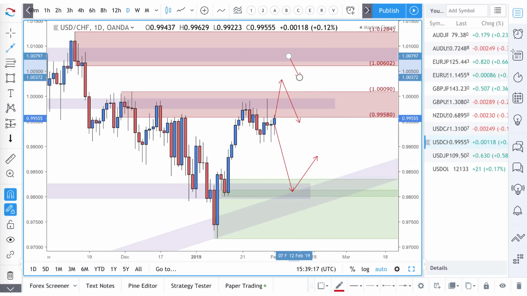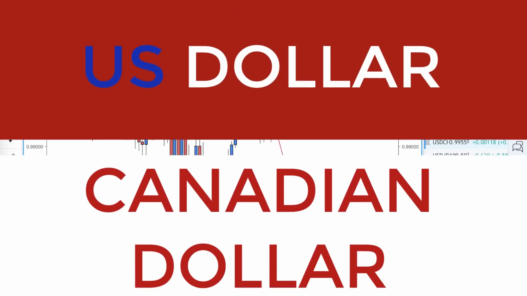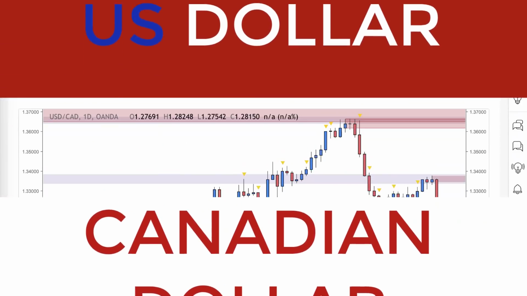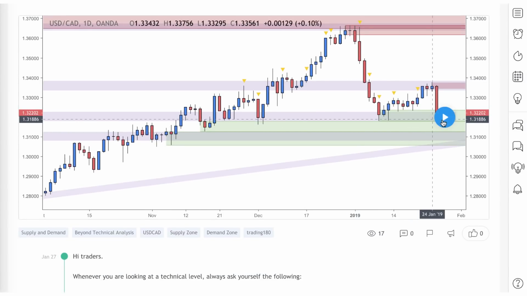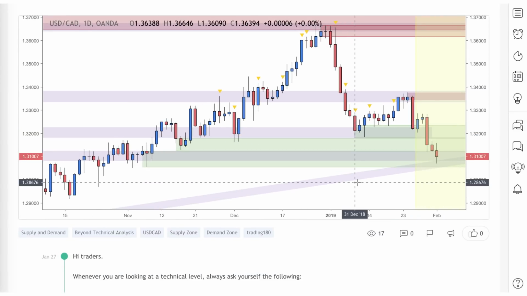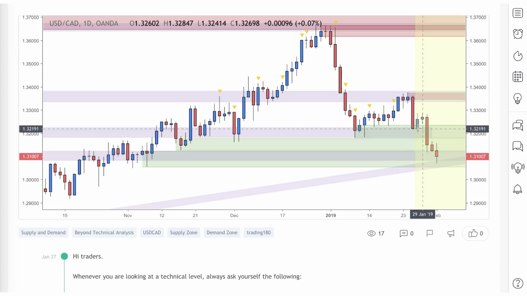Moving on to the dollar CAD. Since we last saw, we did have a bit of a reaction last week, but then we had some CAD strength come into the market. Oil demand coming into the market, and the CAD not doing too badly on the economic front.